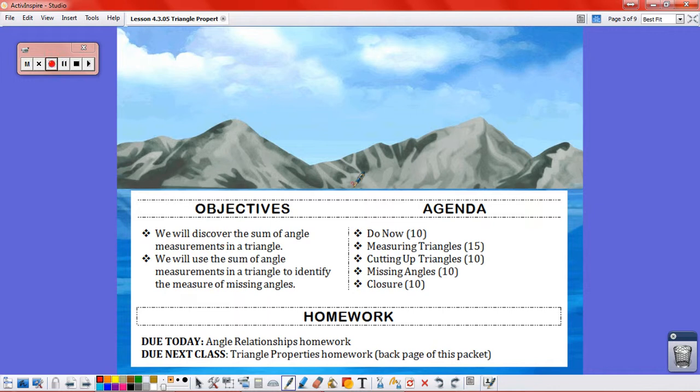So our objectives are that we're going to discover the sum of angle measurements in a triangle and use the sum of angle measurements in a triangle to identify the measure of missing angles. We're going to do triangles for 2 days, and on our next class we'll do a little bit more complicated problems with triangles, and we'll take an exit card. So today's kind of an introduction, some easier things, getting to know what triangles are about, and then next time's class will be a little bit more complicated.